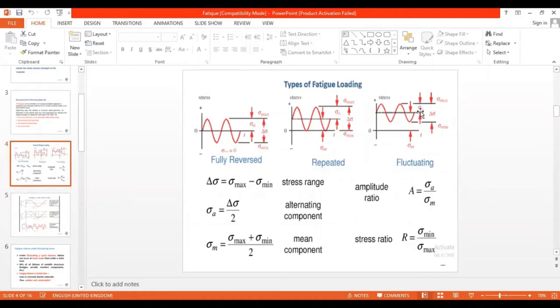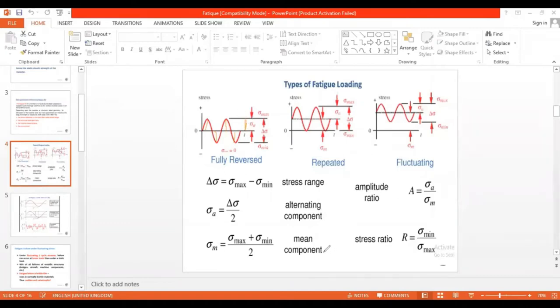This component is going to repeat again and again. You see, this is sigma A, all right? This component is going to repeat again and again. Here also that component, here also that component. So that's why it is known as the alternating component. Again and again, this component is going to repeat.